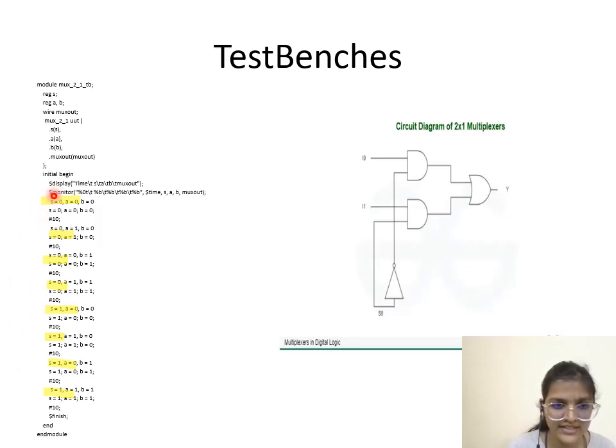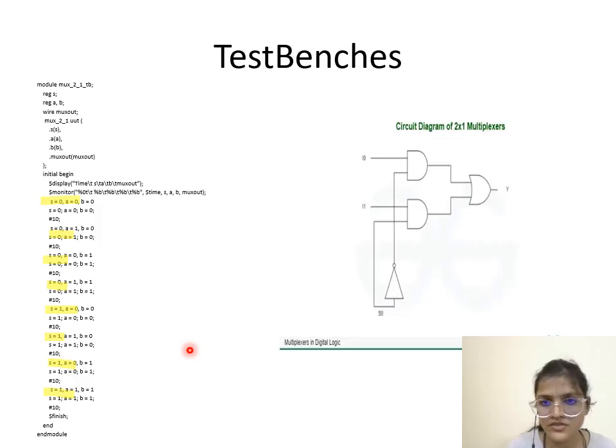Whenever the value of S is 0, A is set to the output, and whenever the S value is 1, B is set to the output. And hashtag 10 defines wait for 10 time units before moving to the next set of values. So it indicates the finish and end module.